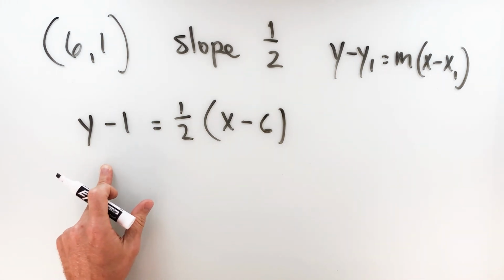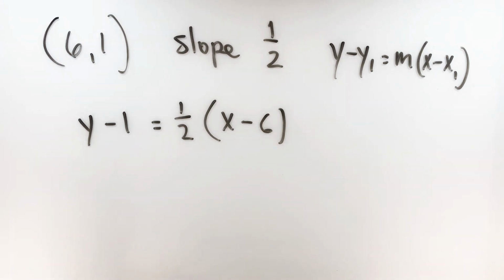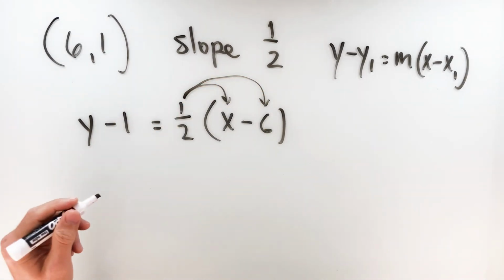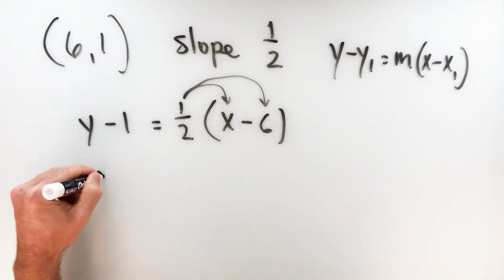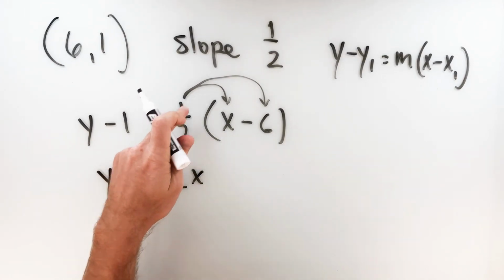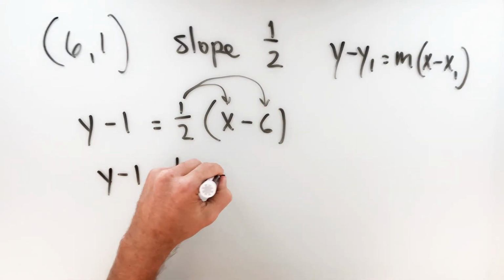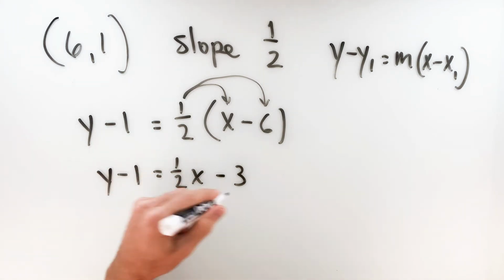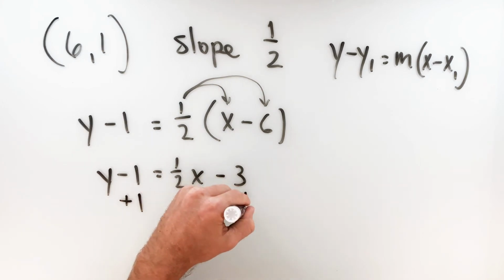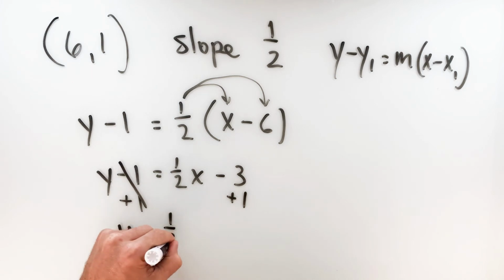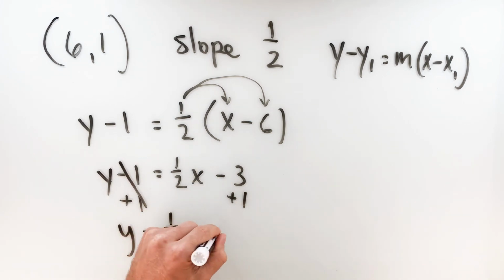And now if we want to go from point slope form to standard form, we're going to do those steps that I just talked about. Do a little bit of algebra here. First thing I'm going to do is distribute out that half. Distribute the half to both terms here. So I've got y minus 1 equals half times x is half x, half times -6, that would be -3. Next step here, I'm going to add this 1 to the other side, which will leave me with y equals 1/2 x, -3 plus 1 is -2.